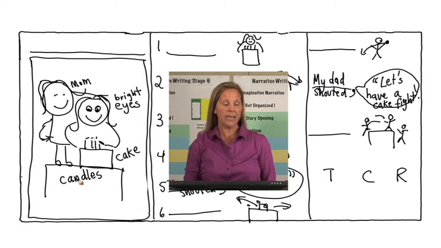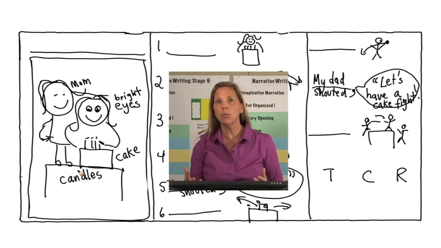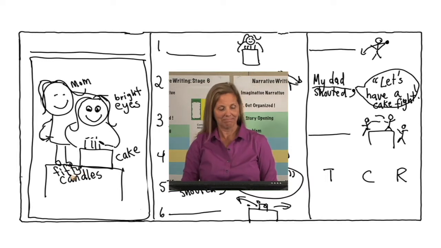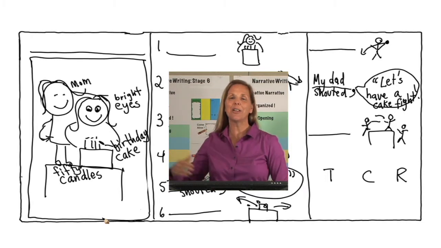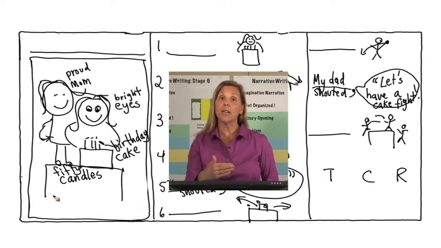Let's do that with candles. What kind of candles would be on my dad's cake? Because there were so many candles, maybe we'll just use the number 50. So there were 50 candles on my dad's cake. What kind of cake was I putting the candles on? We'll just write the word birthday, a birthday cake. What kind of mom was helping me light the candles? Remember, she's patting me on the back. How does she feel about me? My proud mom.